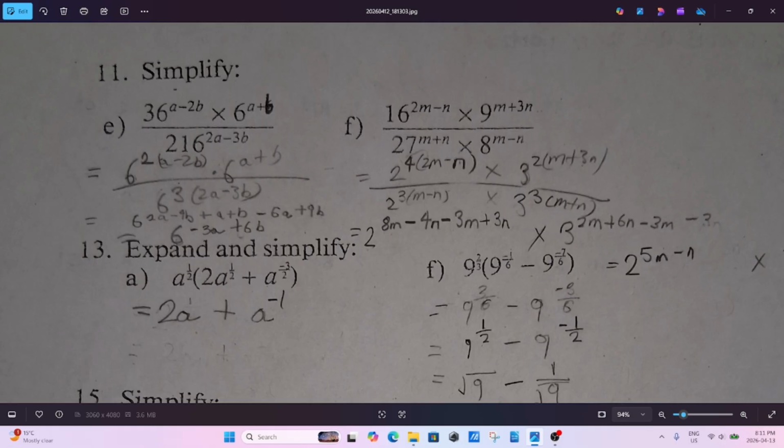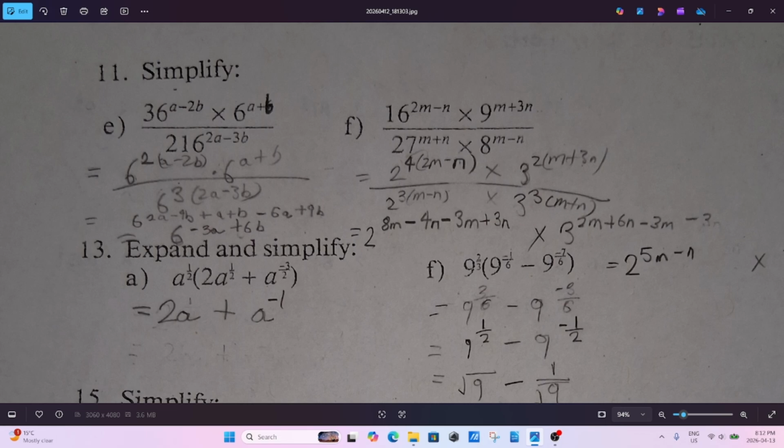And once you do that, you can just use the exponent laws for adding the exponents on the top and then subtracting the exponents at the bottom. And so you get 6 to the 2a minus 4b plus a plus b minus 6a plus 9b, which is equal to 6 to the exponent negative 3a plus 6b.